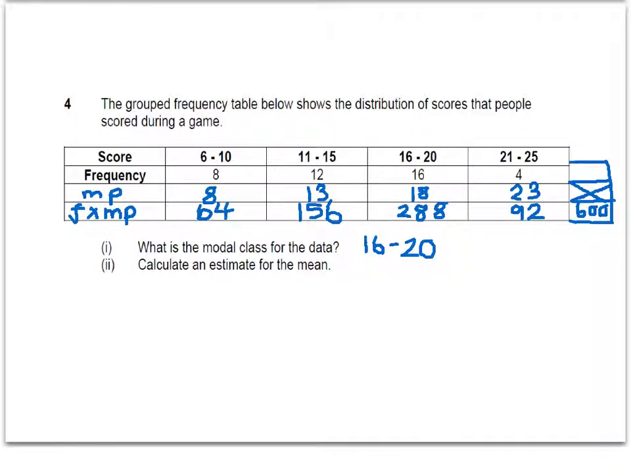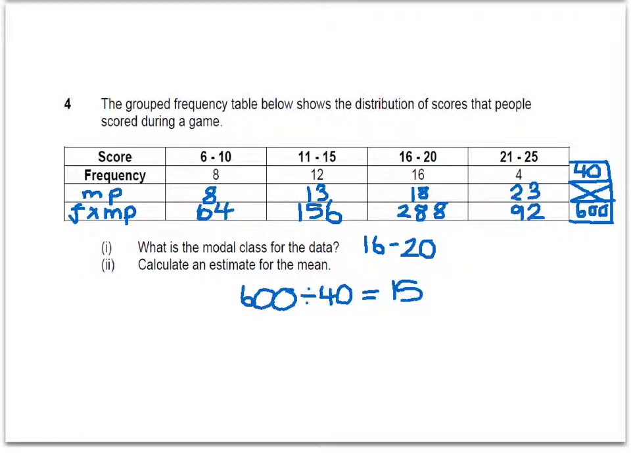I need to add together all the frequencies. If I add together those, that gives me 40. So then I'm just looking to do the bit where I've added them all up, divided by how many there are. So 600 divided by 40 is going to be my estimate for the mean. And that is going to be 15.